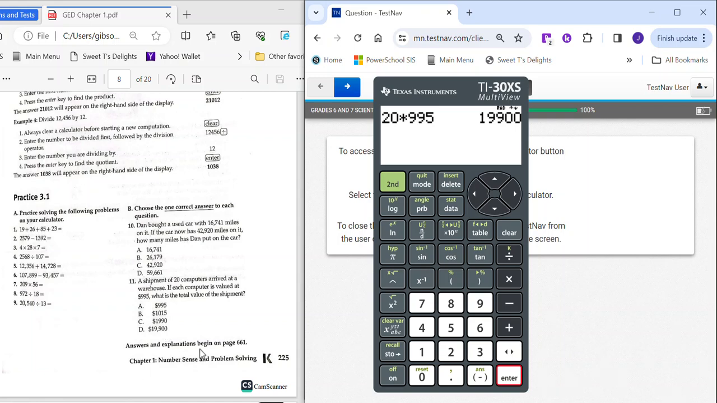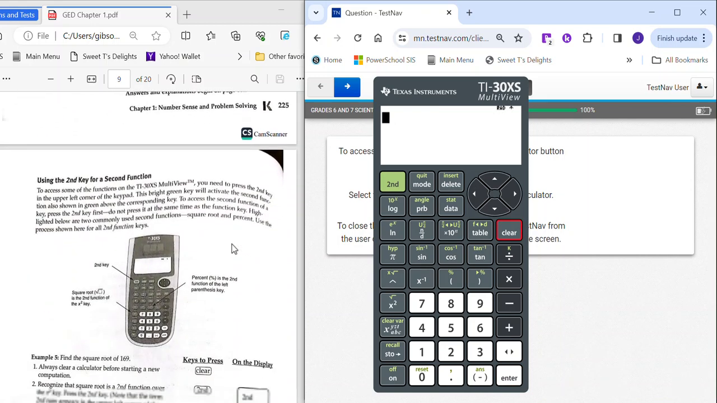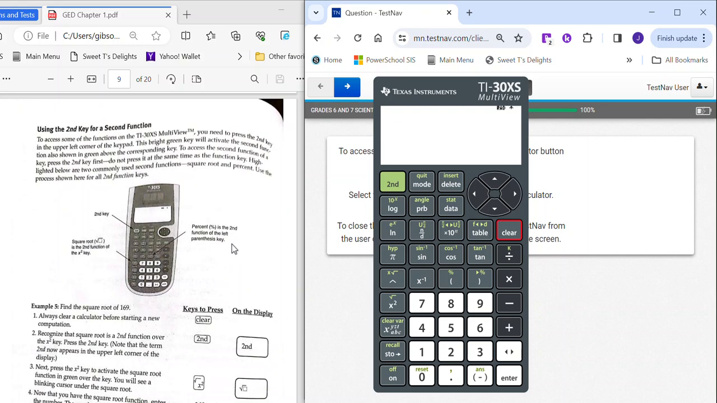Now, I didn't say this in the lesson 2, but after all of your lessons, it does have an answer and explanations page. Now, depending on what book you're using, your page number may be different. Okay, so let me clear this out. And then let me scroll down here.